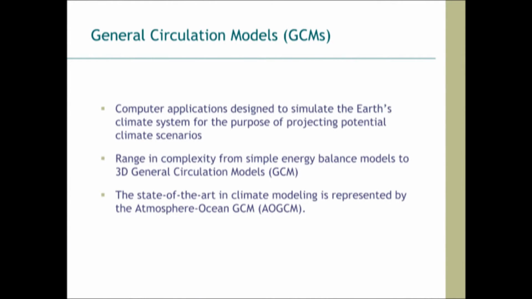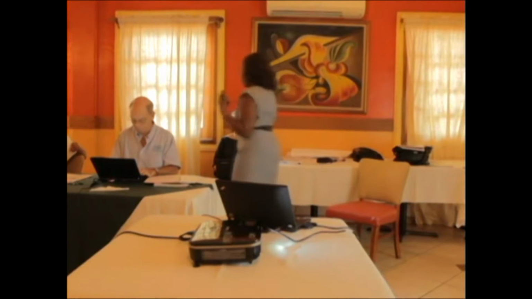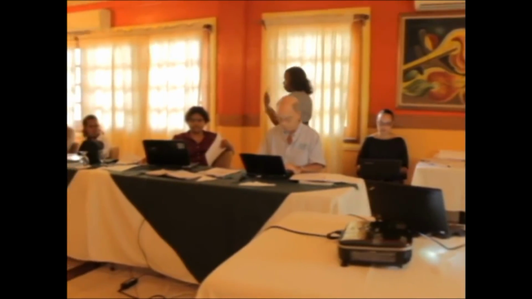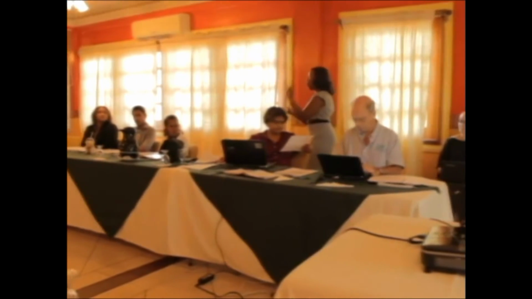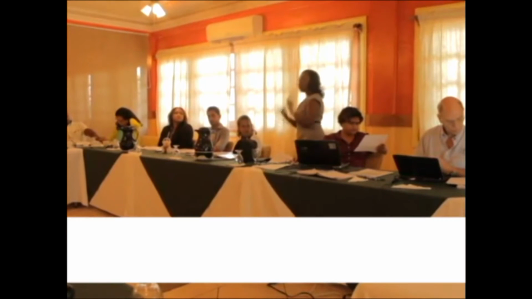The general circulation models. They're computer applications that are designed to simulate the Earth's climate system. So this is where you put in all the climatic factors, the climatic variables. So for climate, we're talking about precipitation. What else are we talking about? Evaporation. What else? Temperature, runoff, and all of that.